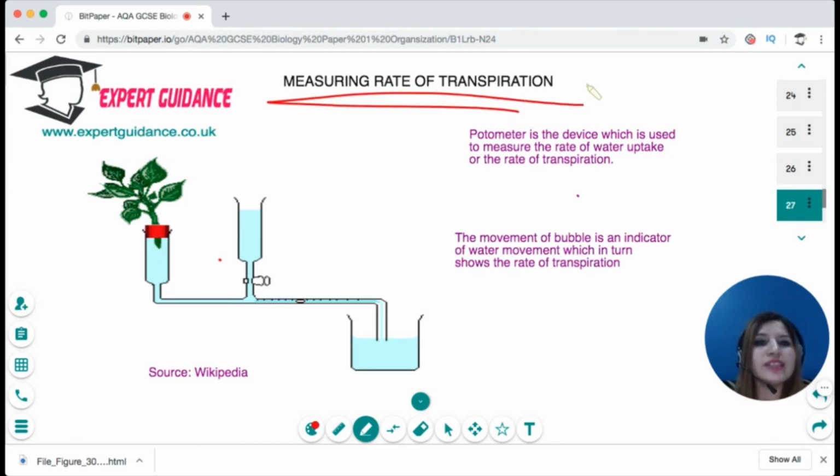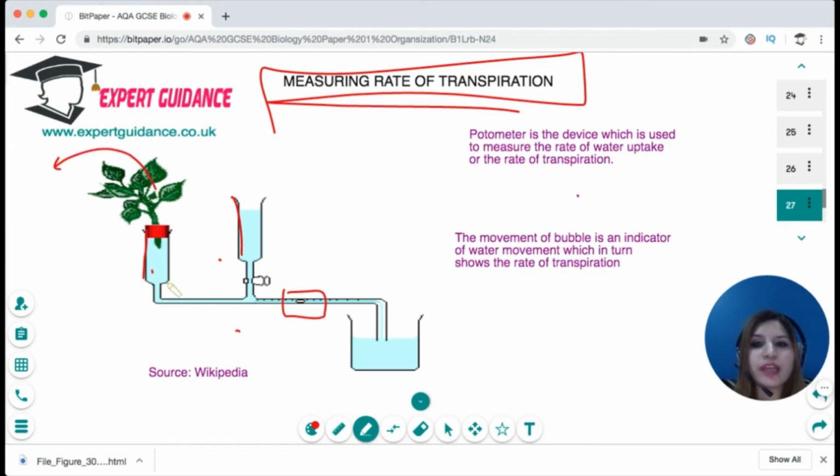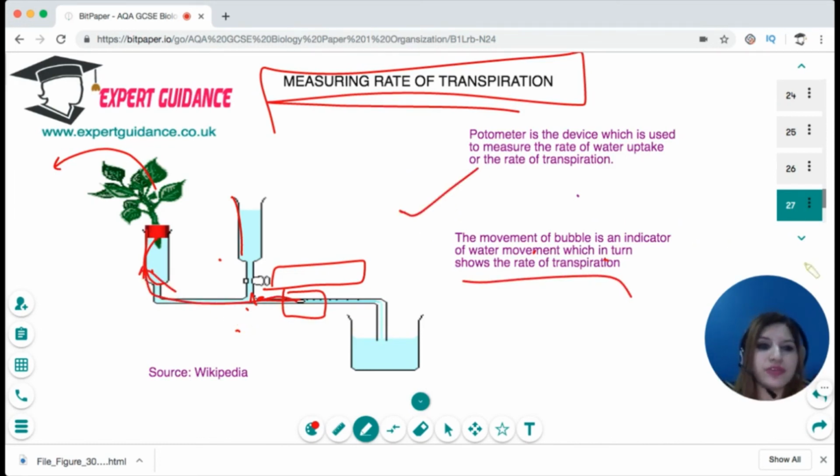Okay, now how do we measure the rate of transpiration? I think you must have done this experiment. This is a potometer. In a potometer, there's a glass tube, there's a reservoir of water, and there's a beaker, and there's an air bubble. As the plant loses water, it will try to take up more water, and this bubble will move. You will use a scale and measure how much the bubble has moved. The movement of the bubble is an indicator of water movement, which in turn shows the rate of transpiration. So we assume all the water that it is taking up is equivalent to the rate of transpiration of water.